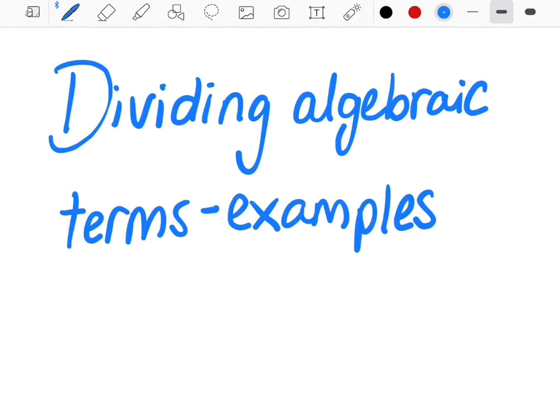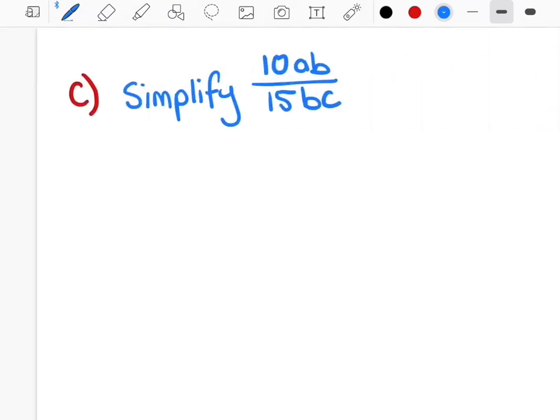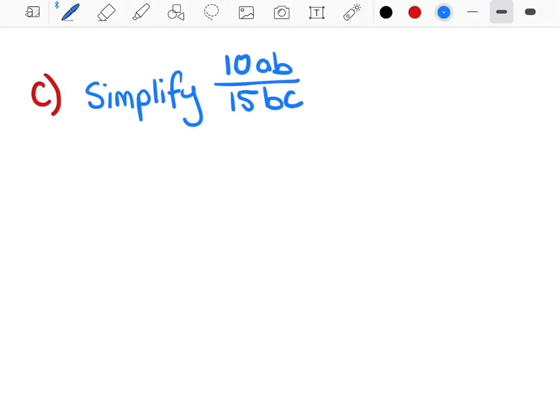Examples video. This time we're looking at dividing algebraic terms. So, if we have a look at our first example, we've got simplify 10ab over 15bc. When we approach these, the first thing you want to do is write it out in expanded form, which means I'm going to write this as 10 times a times b over 15 times b times c.